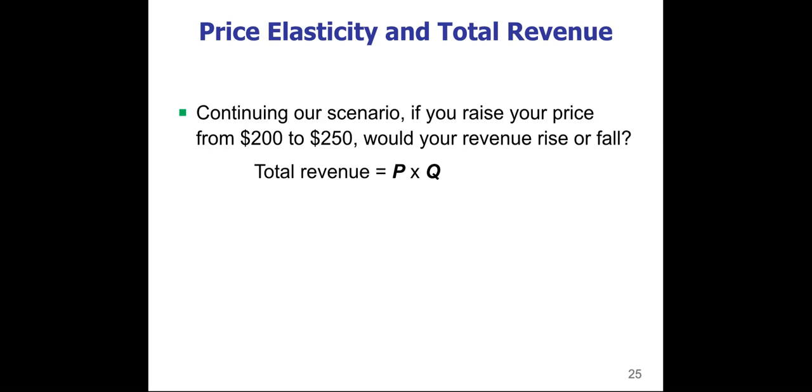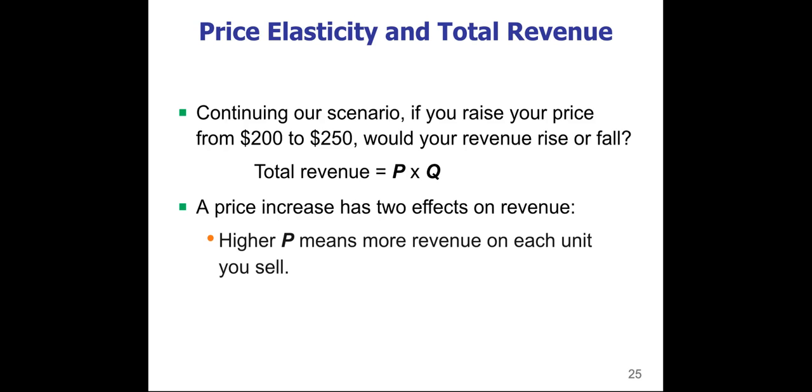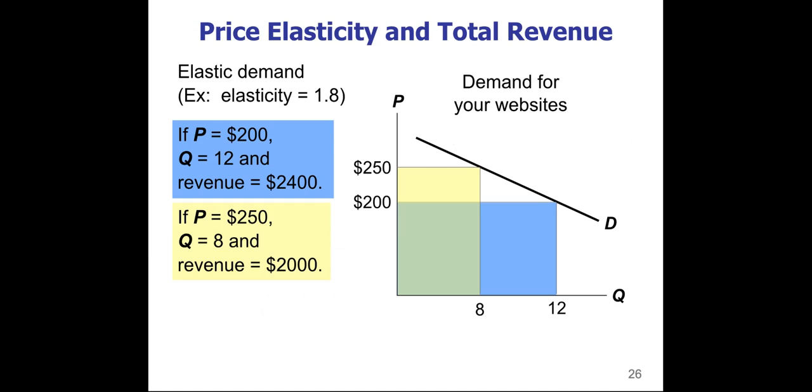So if we know that total revenue is price times quantity, then price is going to have two effects on your revenue. If you raise the price, it means you're going to be making more money on every website you sell. But you're also going to sell fewer units because some of your customers will not want to pay the higher price. So here's an example.